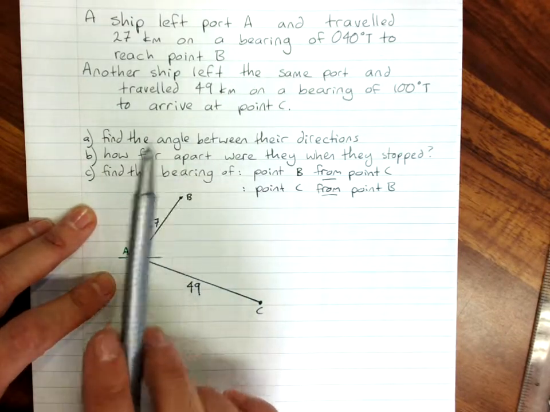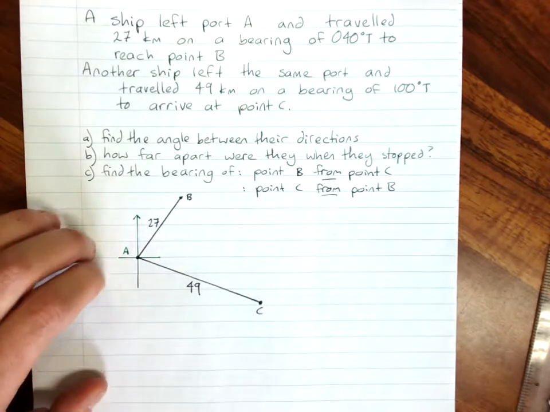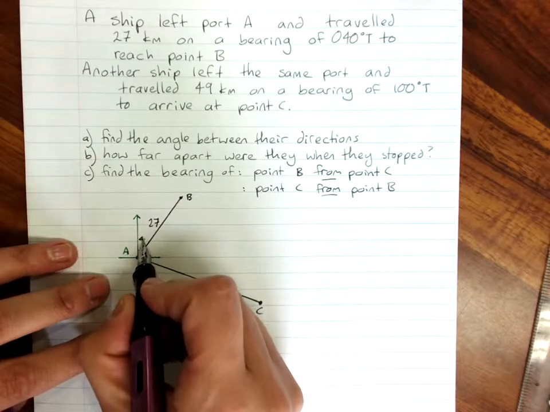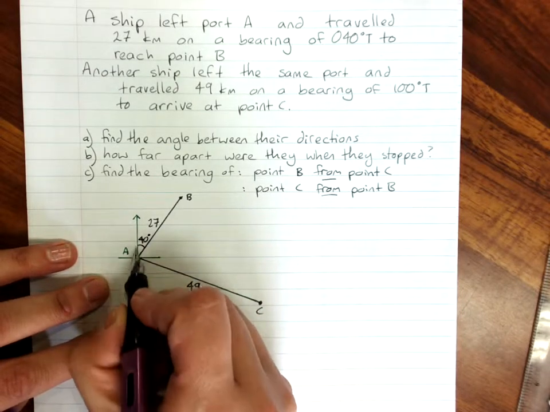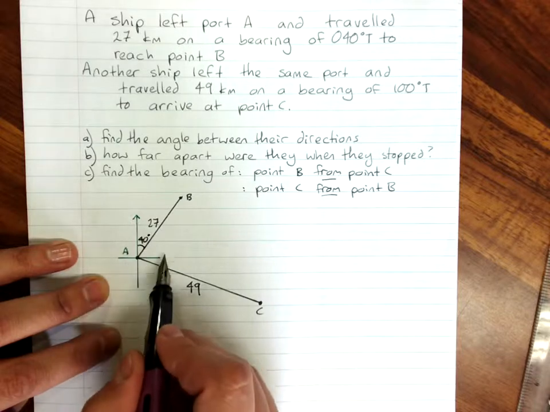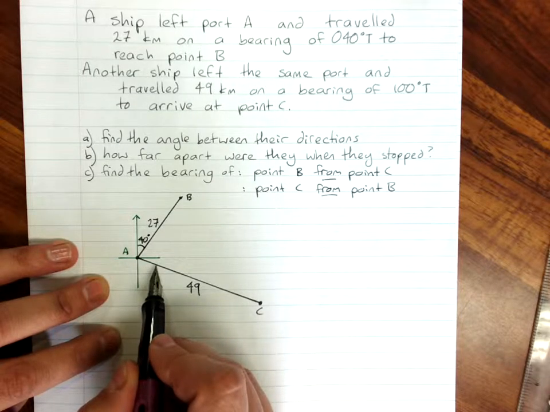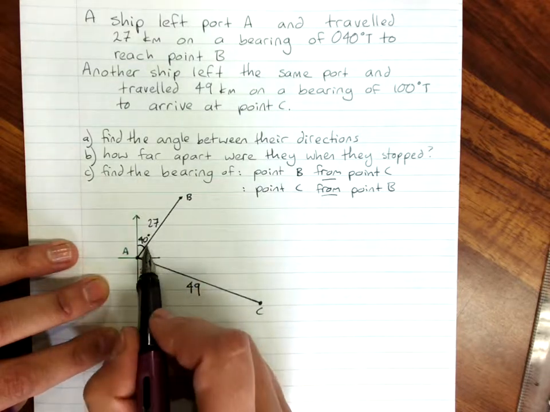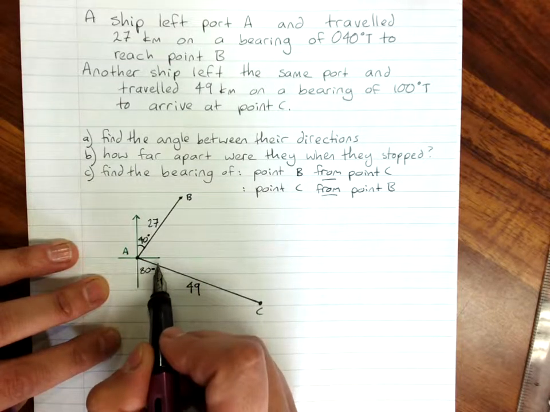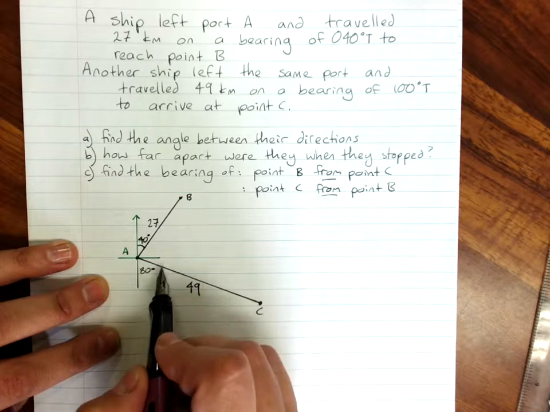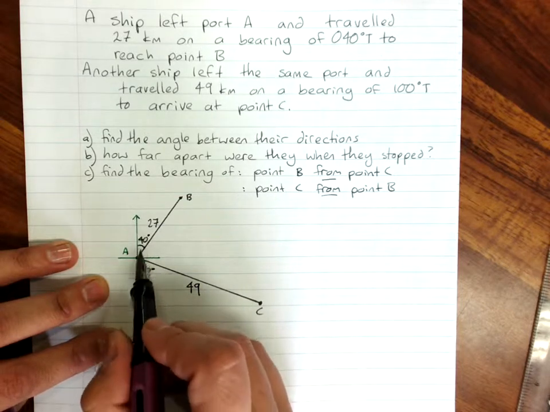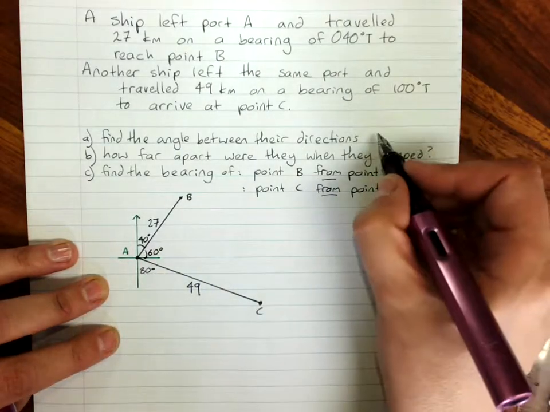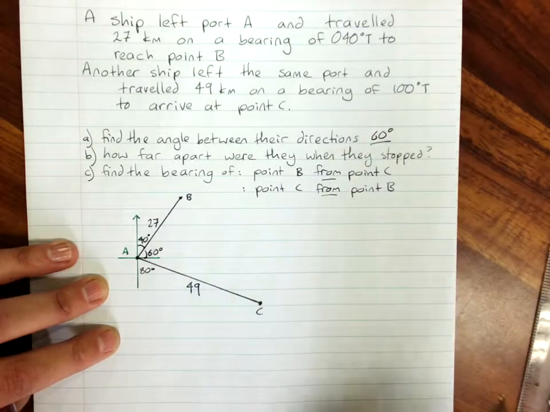Now the first one, I'm sorry, I haven't put my angles in. So we have 40 degrees in here, because that was 40 degrees true. This is 100 degrees true. So here we'll have 80 degrees. And my first question was just the angle between their directions. And this is 100. Take away that 40. So I've got 60 degrees in here. So 60 degrees for our first answer.